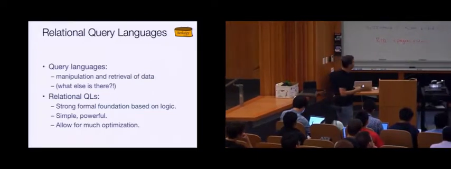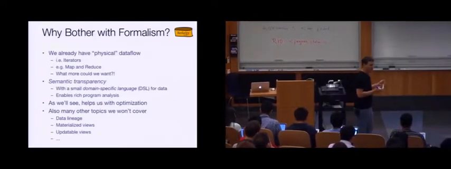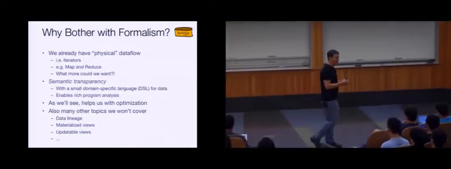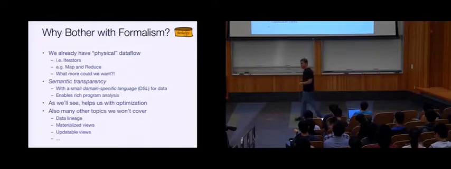Why bother with this formalism? After all, we already have physical data flow. I taught you about iterators. You learned MapReduce in 61B, which is just the way of applying opaque lambdas, right? I don't know what's in your functions, but I know I can map them or reduce them. So why do we need anything more than that? And at some level, maybe you don't.